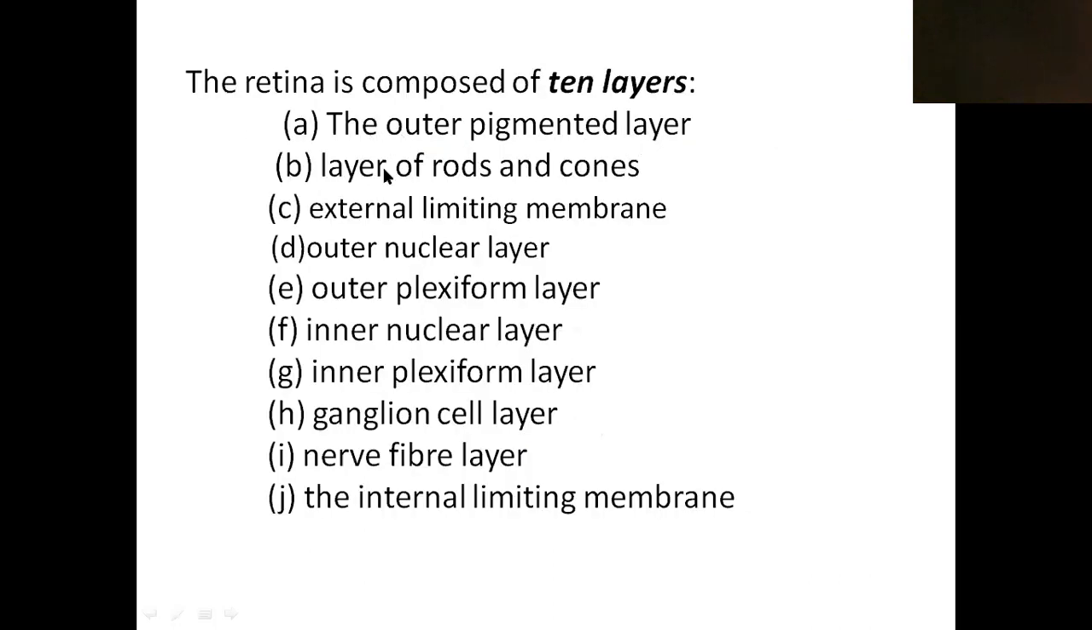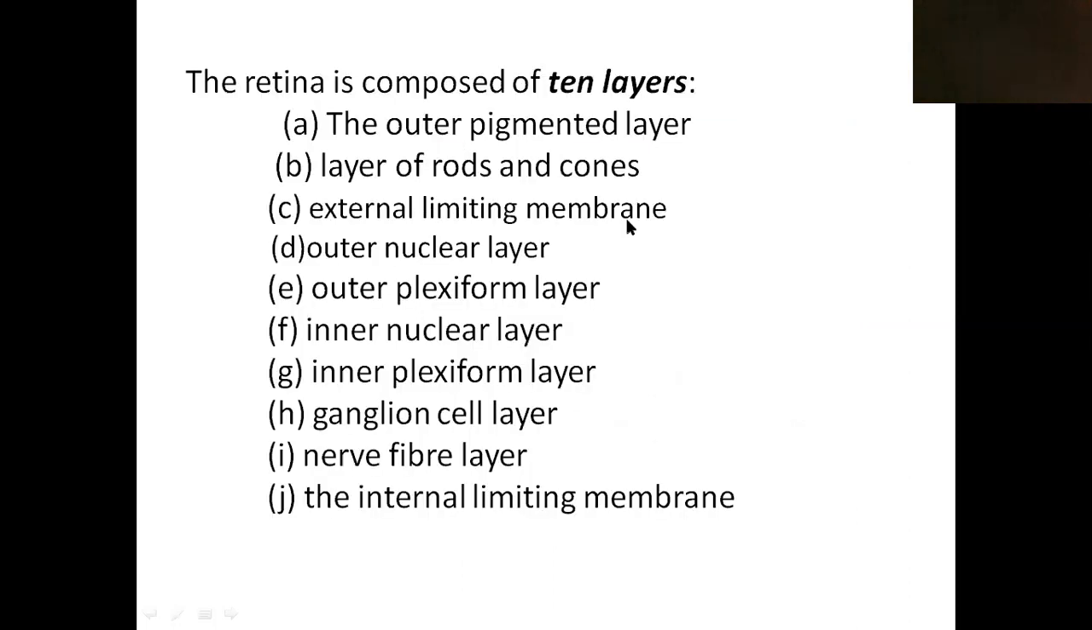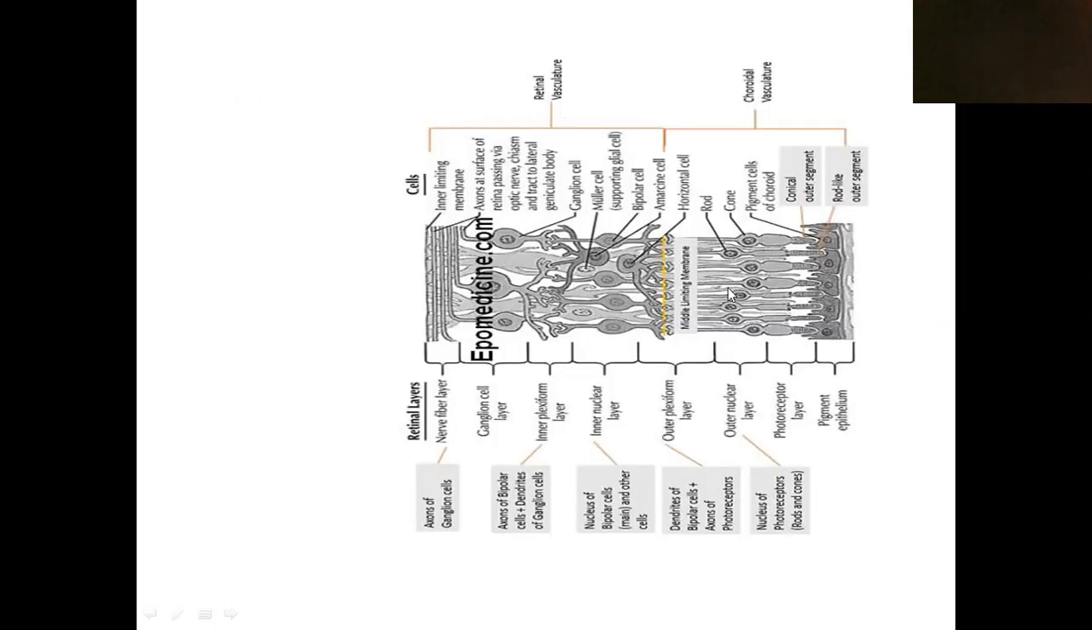See, this one is a retina. Here we can see some cells, these are the outer pigmented cells. Then here we can see the rods and cones, so a layer of rods and cones. Here it is not there in the diagram, but these rods and cones are connected by a connective tissue, that is the external limiting membrane. After the external limiting membrane, if we go inwards, we can see the nucleus. That's why it is known as the outer nuclear layer.